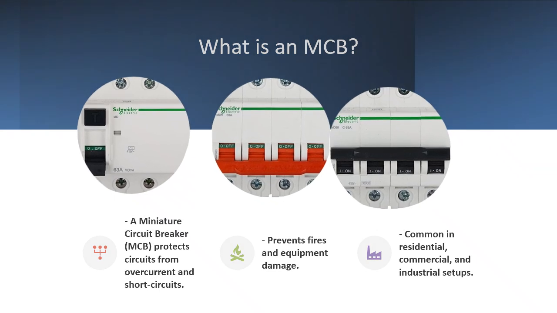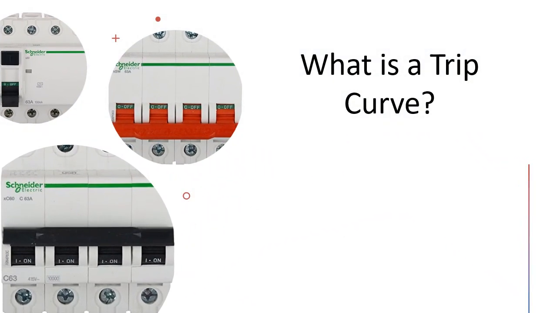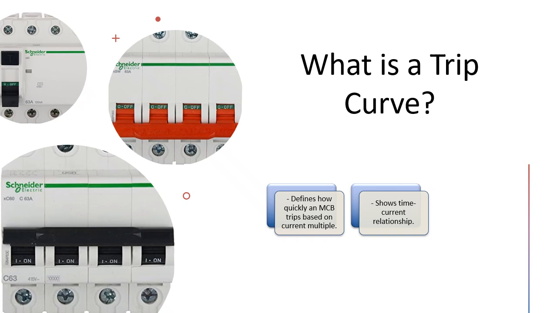What is a trip curve? The trip curve of an MCB defines how quickly it reacts to an overcurrent. Each curve is designed to match a specific type of load and expected inrush current. Understanding these curves is essential for choosing the right MCB.